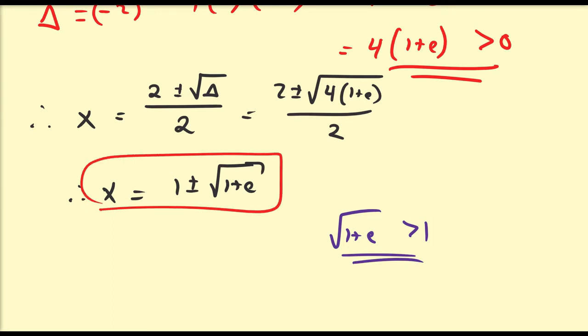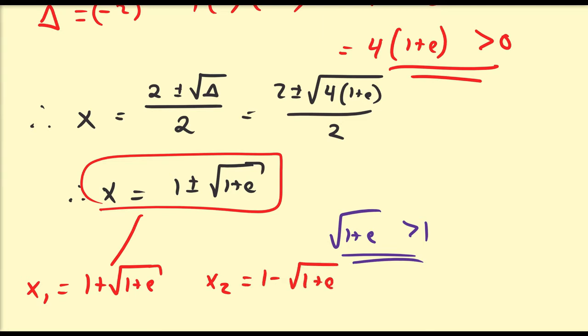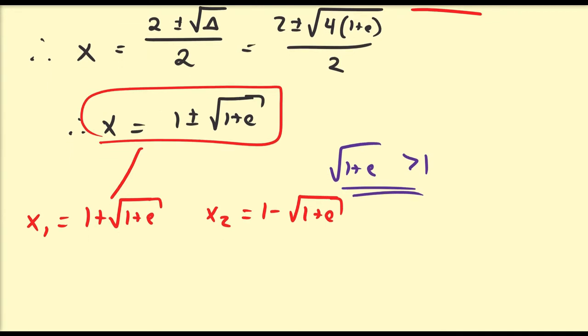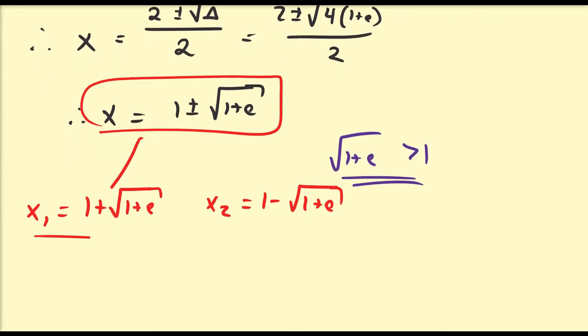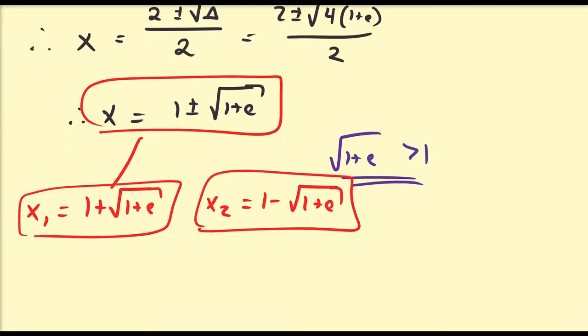So from this expression, we get 2 possible solutions. The first is going to be x1 equals 1 plus the square root of 1 plus e, and x2 is going to be 1 minus the square root of 1 plus e. Right? So let's analyze these solutions, because we remember we have a restriction on our possible solutions, right? Remember, x must be greater than 2. This must be true. So is any of these numbers, 1 plus the square root of 1 plus e and its opposite, greater than 2?